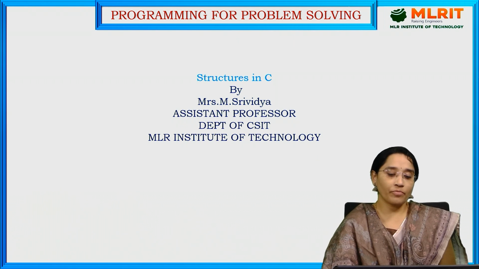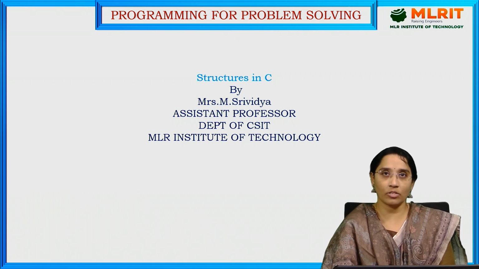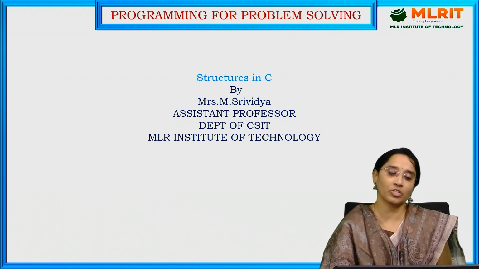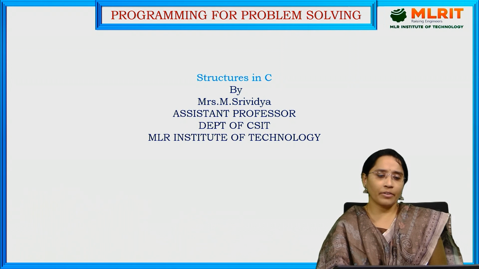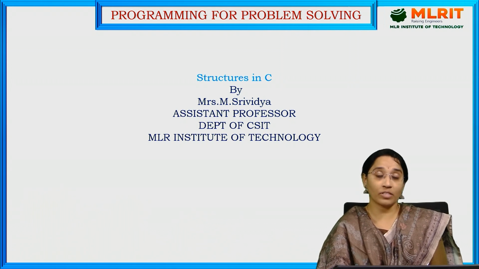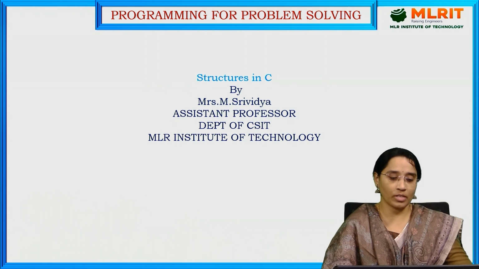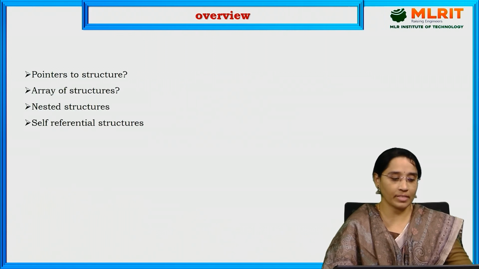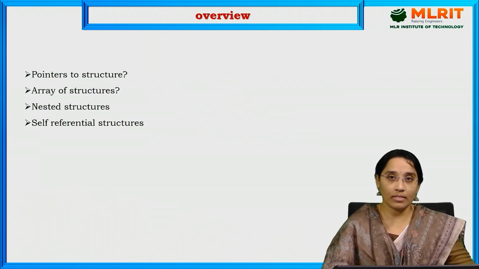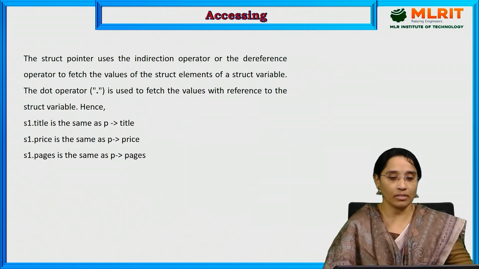In the last session, we have seen structures, declaration, initialization, and accessing of structures. Apart from that, we have seen nested array of structures, and pointers to structures. So in this session, I am going to discuss nested structures and self-referential structures in C.